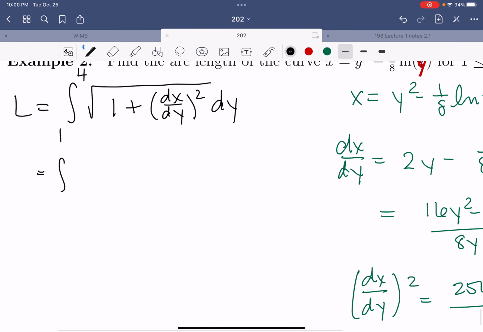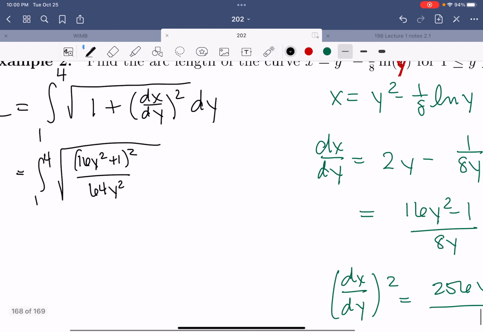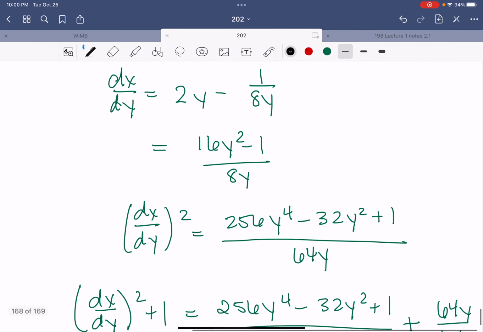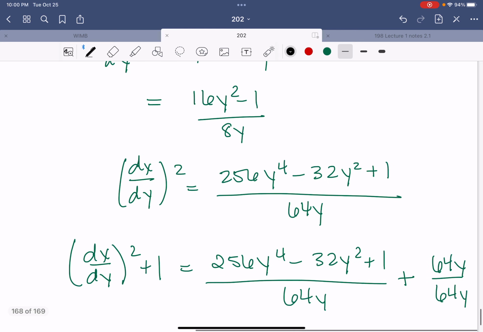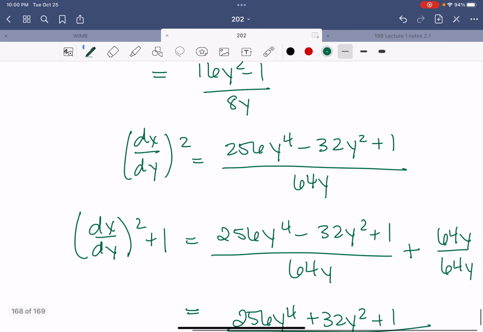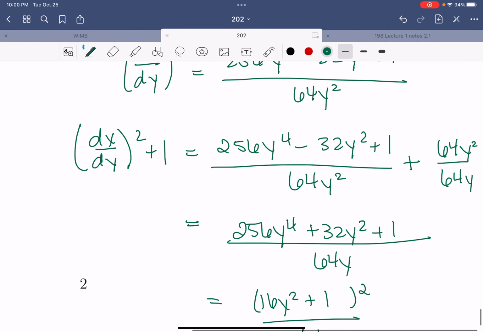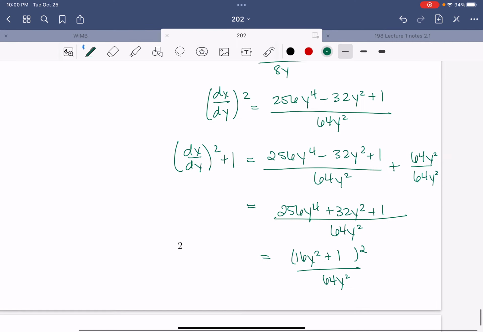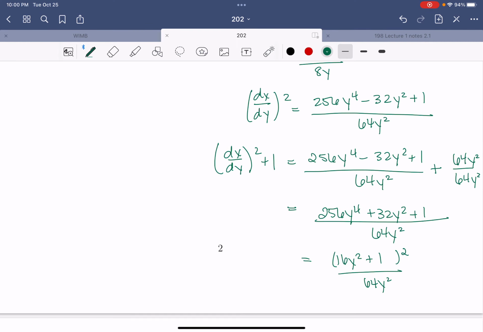So this is the integral from 1 to 4 of the square root of 16y squared plus 1 quantity squared over 64y squared. Right? Oh, nope, just 64y. Let's see. I feel like that's got to be wrong. 8y should have been 8y squared. And that would have been squared, and squared, and squared, and squared. Sorry about that. Those should all be squared.